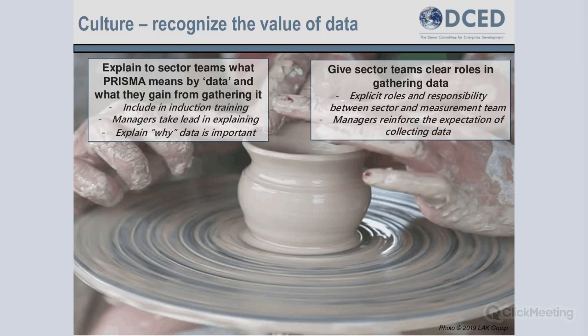That is important not only for data gathering but for all aspects of results measurement and the implementation work. So we had to give very clear roles and responsibilities for the sector team and for the results measurement team. It needs to be as explicit as possible. In our results measurement guideline, we have a table that talks about all the roles, and we added who's taking the lead and who's supporting.